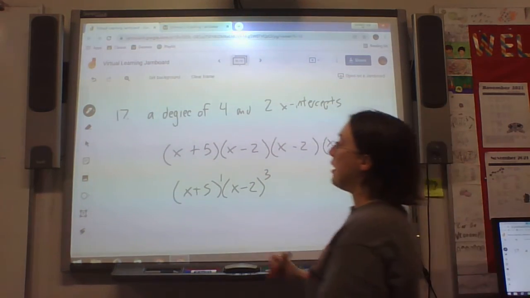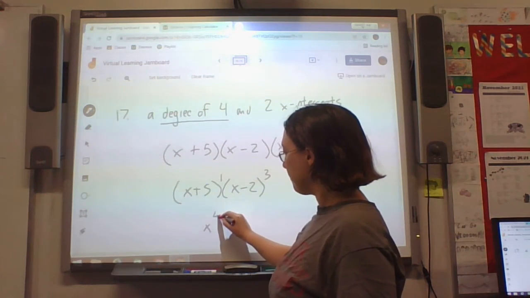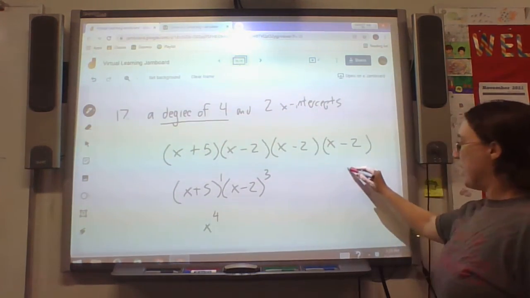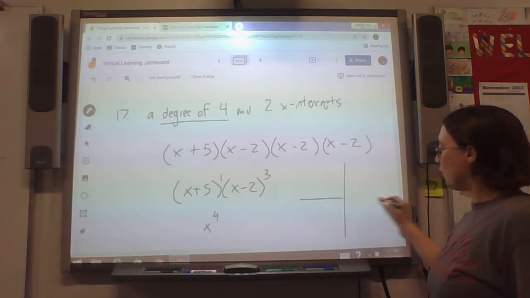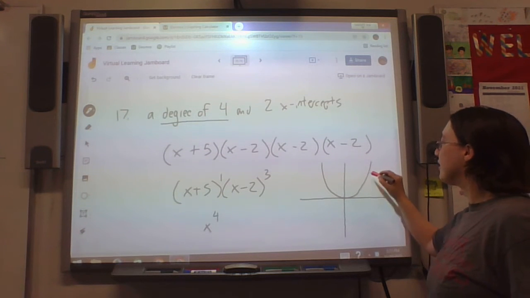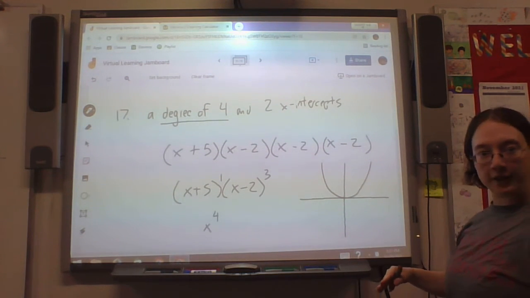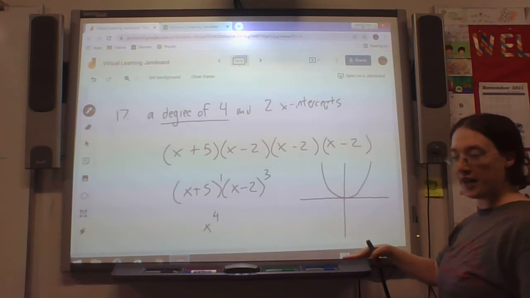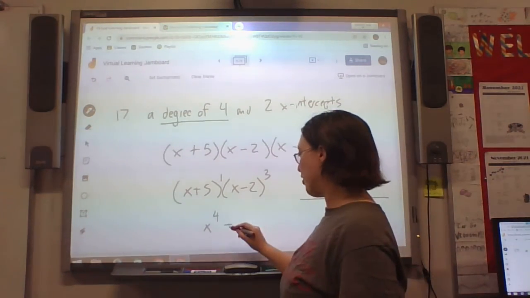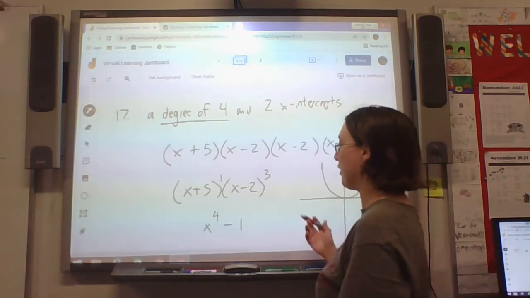The other thing you could do is to say if we want a degree of 4, if we don't have anything there, then that graph is going something like this, kind of like a squashy parabola there. So if we want that to have 2 x-intercepts, one thing you could do is you could just take that and scoot it down. So if we want to scoot it down, we could just subtract, let's say, 1. Boom, that's a 4th degree polynomial with 2 x-intercepts.